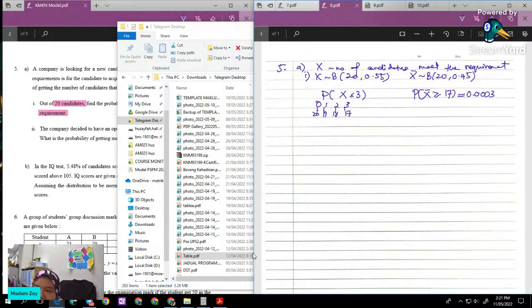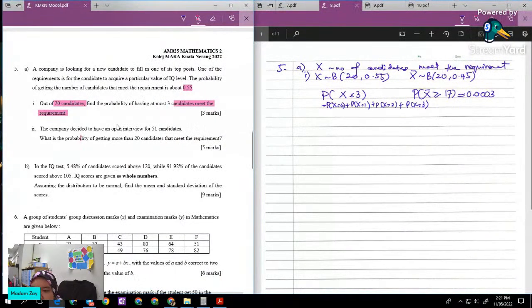Tapi kalau you nak guna basic punya yang asal punya X kita, you kena cari one by one lah. Maksud saya one by one tu macam mana? Probability for X equal to 0 plus probability of X equal to 1 plus probability of X equal to 2 plus probability of X equal to 3. Which is sangat banyak lah, sampai 4 nak kena kira. Okay, kalau tengok markah dia 3 je. So it's wiser for you to use the complement kat sini. Okay, mudah lagi. Terus direct kita boleh tengok table.